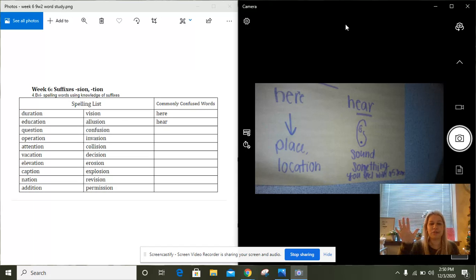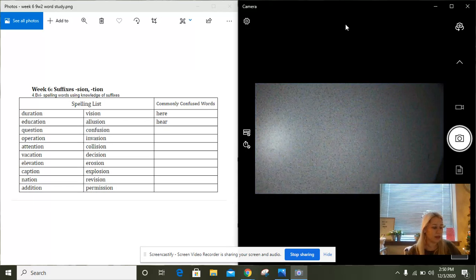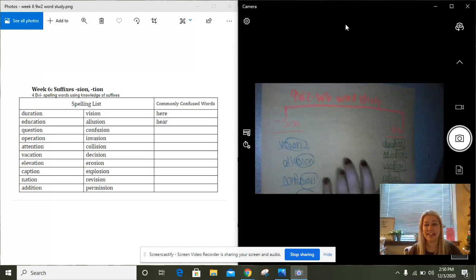Then, commonly confused words. I'm going to have 5 sentences. In your sentence, you are going to have a blank, and it will either be here or here. You're going to choose the correct one. That is all y'all have. You're going to fill in a Chromebook where you do your little sort, and that is all I have for y'all.